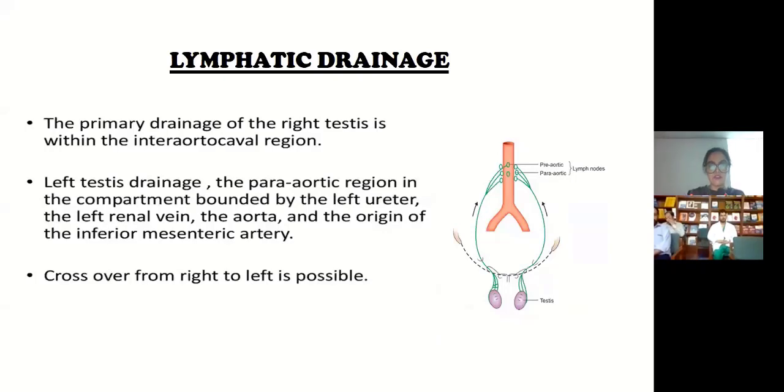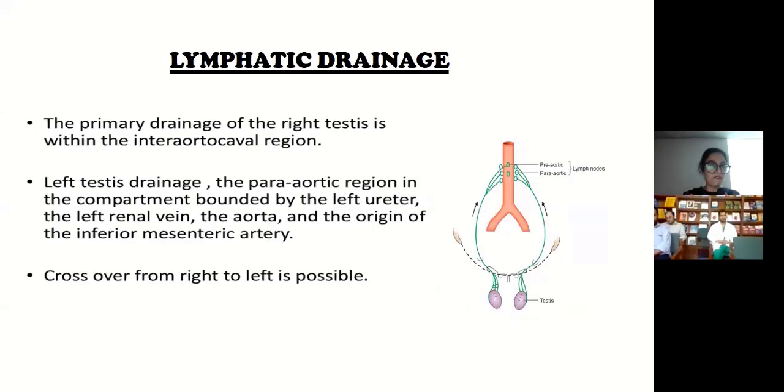The primary drainage of the right testis is within the interaortocaval region. The left testis drains into the para-aortic region, in the compartment bound by the left ureter, the left renal vein, aorta, and the origin of the inferior mesenteric artery. The crossover of lymphatics from the right to left is possible.